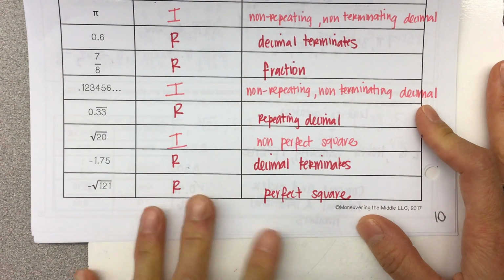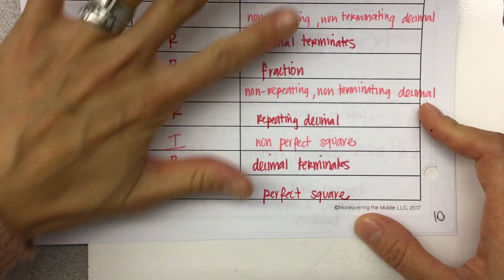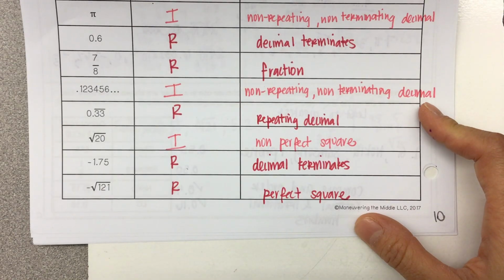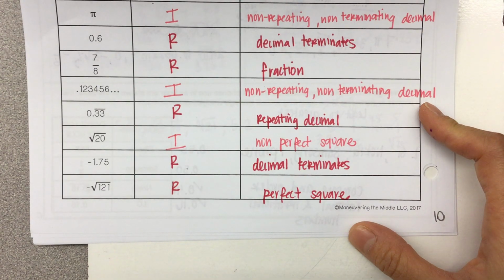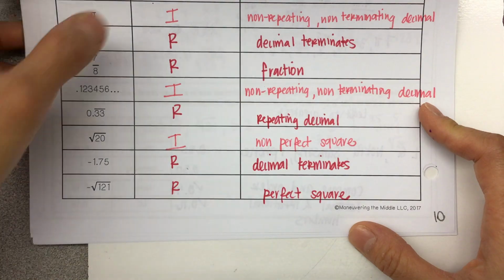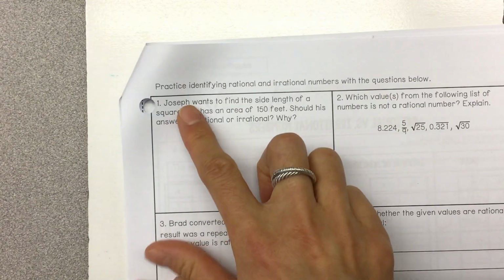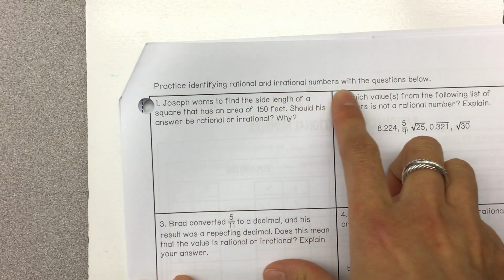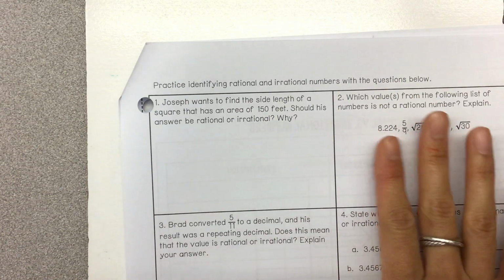If you need to pause the video to catch up, do that. But make sure you have everything filled out. I'm going to flip to the next page, page 11. So we're going to practice identifying rational and irrational numbers with the questions below.